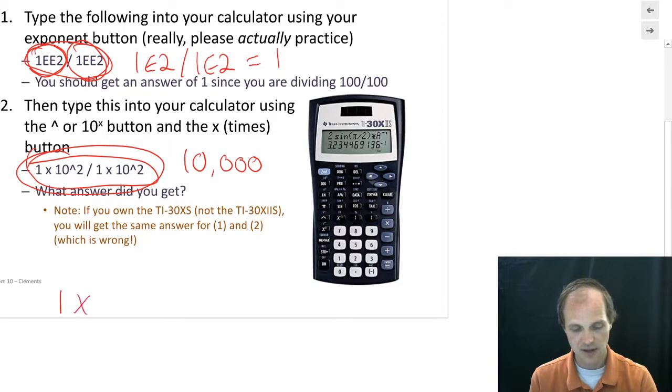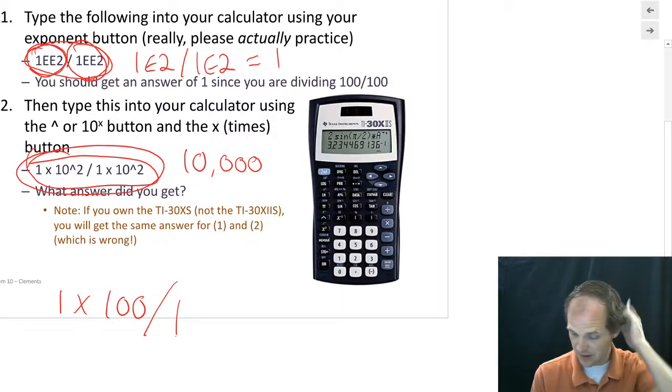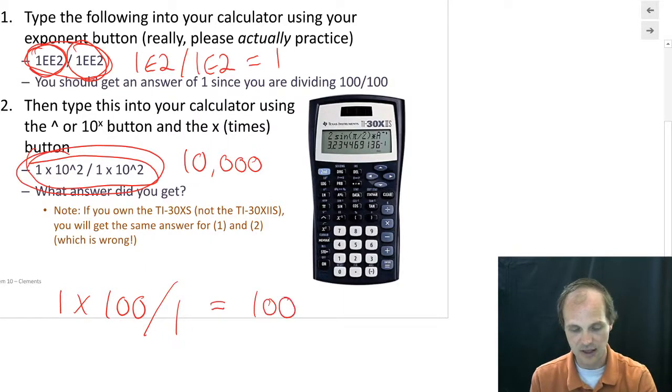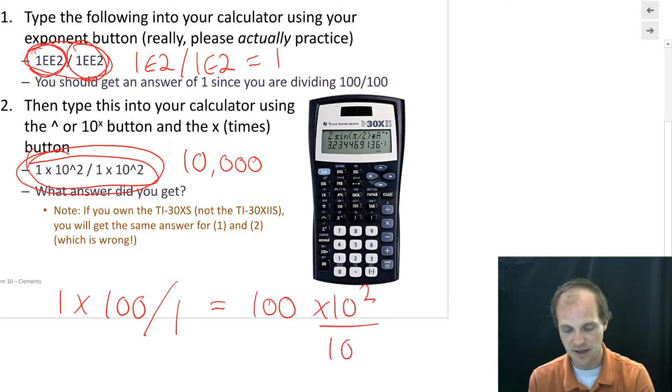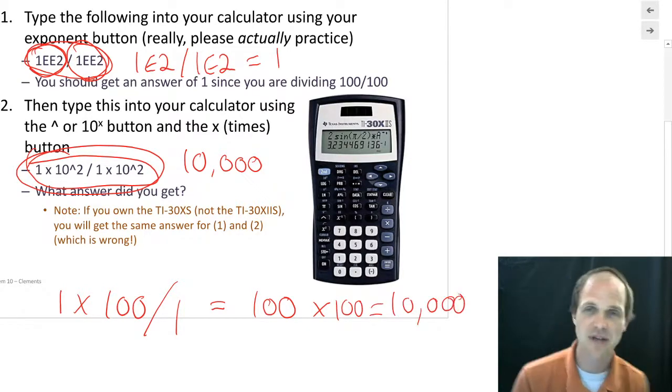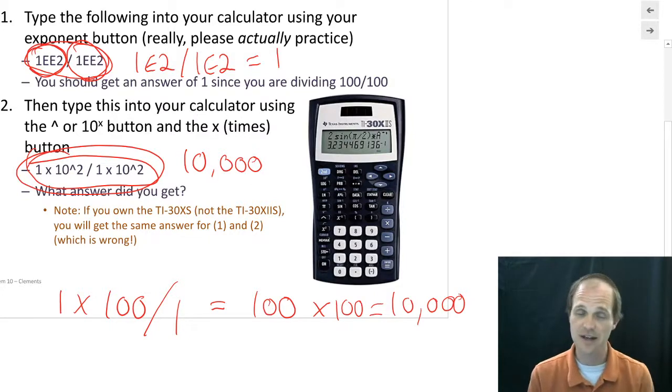It says take 1, multiply by 10 squared. 10 squared takes precedence, so you now got 100. So we're going to multiply 1 times 100. And then we're going to divide by 1. 1 times 100 divided by 1, that's 100. And then we're going to do our next thing, which is times 10 to the 2. 10 to the 2 takes precedence. We get 100. And we get 100 times 100, which is 10,000. And so that's what your calculator is doing. It's doing it in the wrong order. And you can get numbers that are very, very wrong. So use your built-in scientific notation. I'm going to say that like a few thousand times, so get used to it.